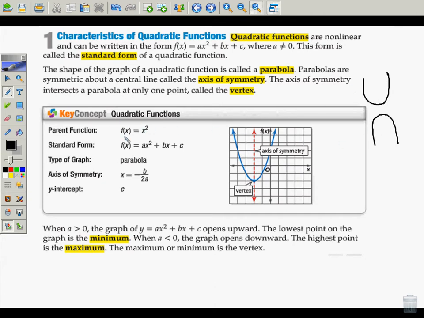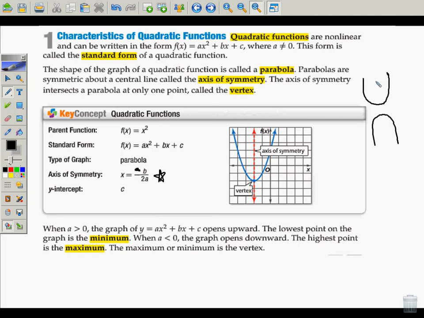And this is important to be able to compute: the axis of symmetry. You might not be able to see it here, but this should be a negative b. So it's x equals negative b over 2a. That's how you find your axis of symmetry. And your y-intercept is always c, it's just your constant. Then we have two different situations: opening up and opening down.